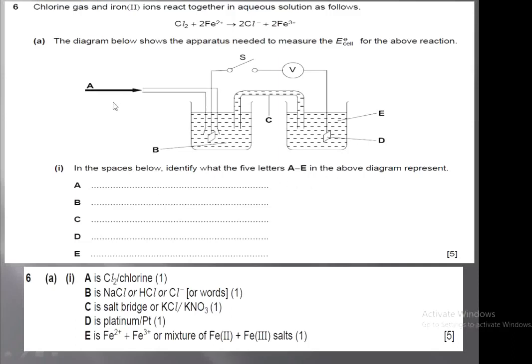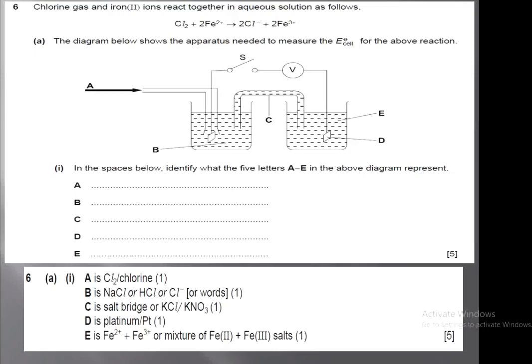If you go through your notes, you can see that when this type of delivery tube is shown, as in the case of A, some gas is being bubbled into the solution. For part A, the only gas that is reacting in this reaction is chlorine. So in part A, chlorine is being bubbled in.